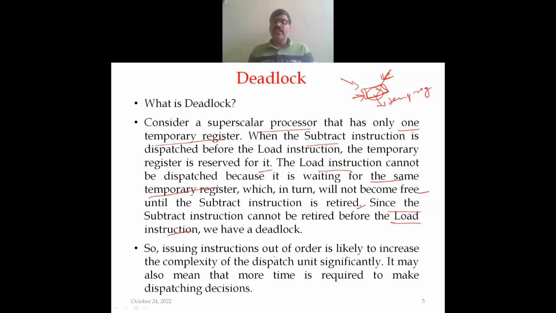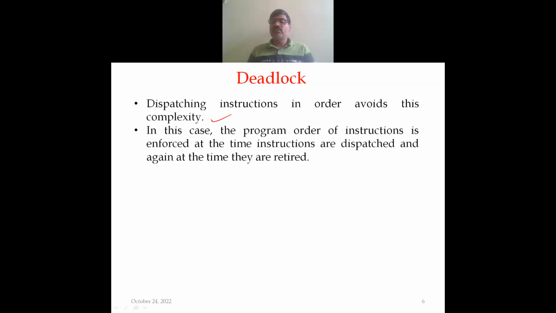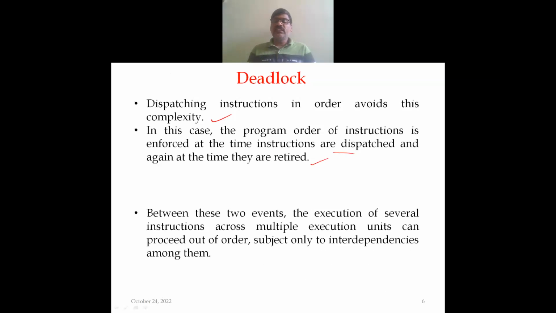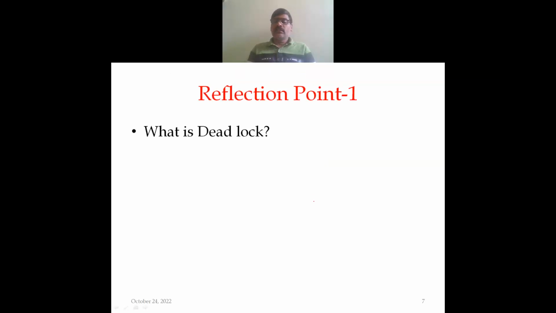Issuing instructions out of order is likely to increase the complexity of the dispatch unit significantly. It may also mean that more time is required to make dispatching decisions. Dispatching instructions in order avoids this complexity. In this case, the program order of instructions is enforced at the time instructions are dispatched and again at the time they are retired. Between these two events, the execution of several instructions across multiple execution units can proceed out of order, subject only to dependencies among them.